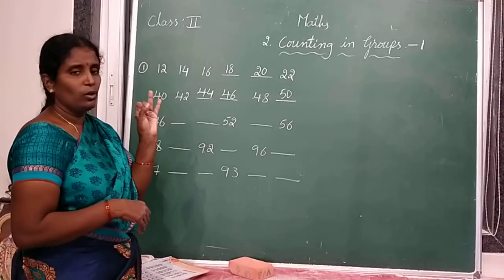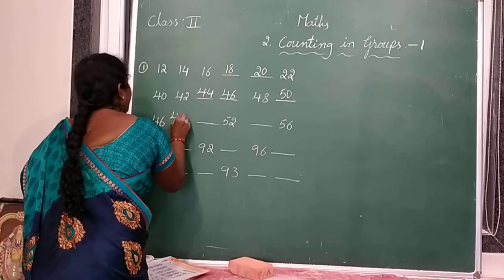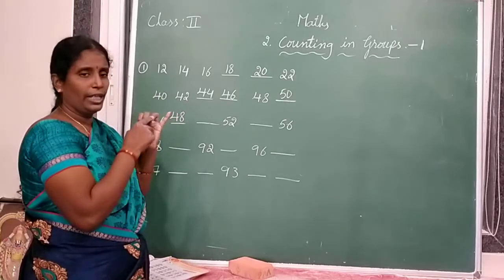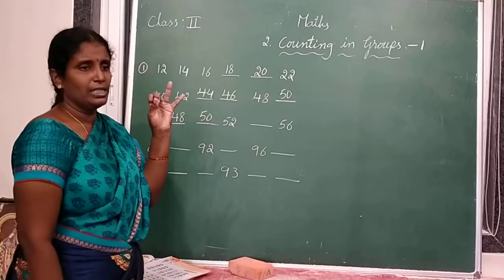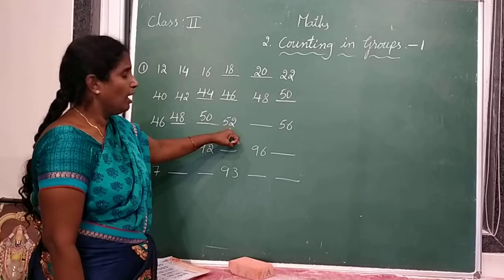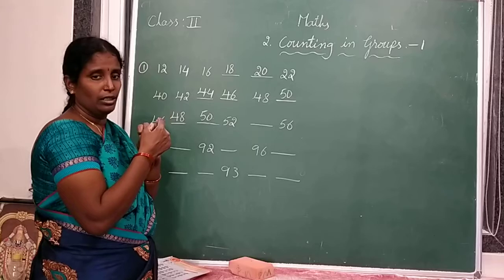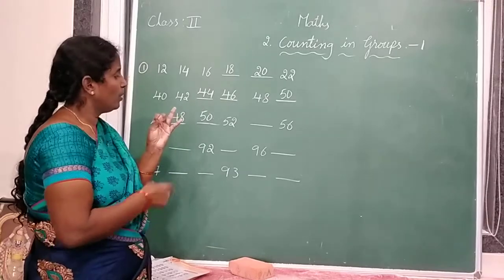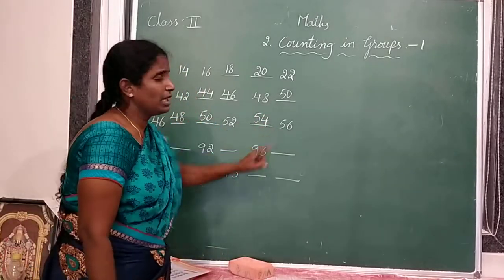46. So add 2. 46 after 47, 48. Again add 2. After 48 is 49, 50. Now we are going to check the answer. Is it right? So 50. After 50 is 51, 52. Is it right or wrong? Yes, right. 52. Again 53, 54. Next one is 54. And the last number is given.